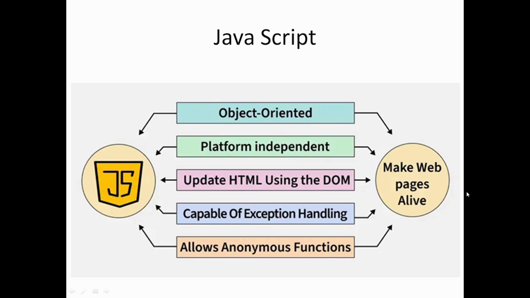Mainly, JavaScript is an object-oriented, platform-independent programming language, and whatever changes we make in the web page will be updated in the document object model. By using JavaScript, it is possible to handle exceptions, and it allows anonymous functions, arrow functions, without a function name.